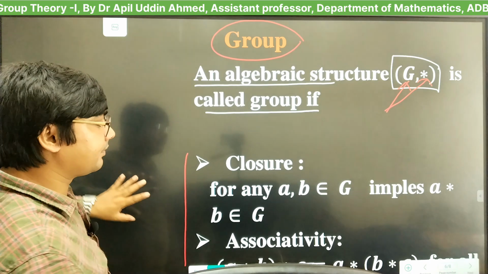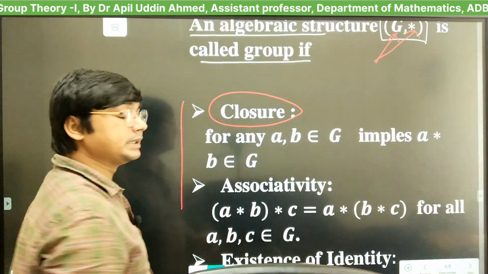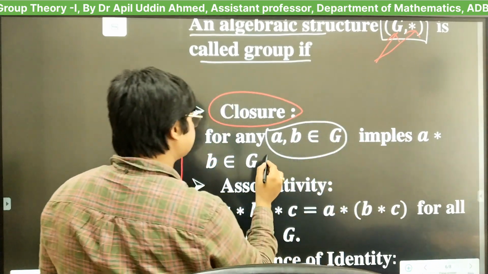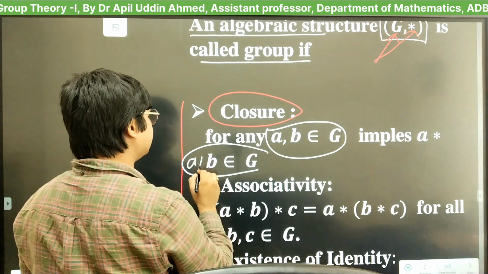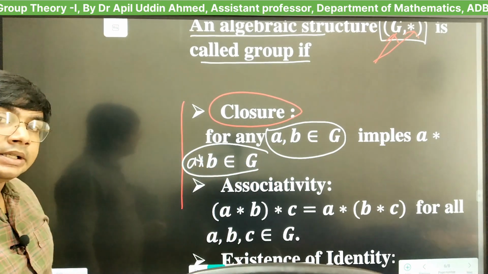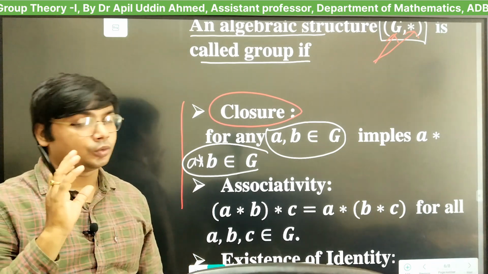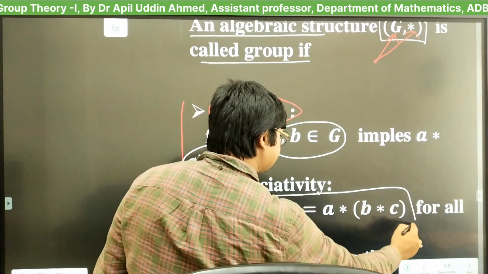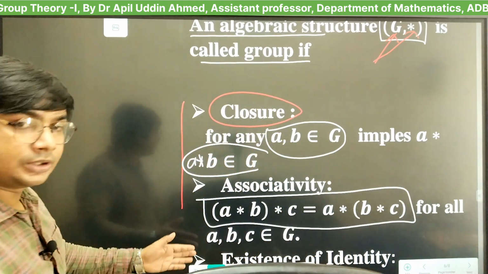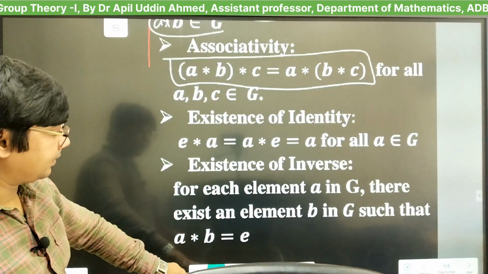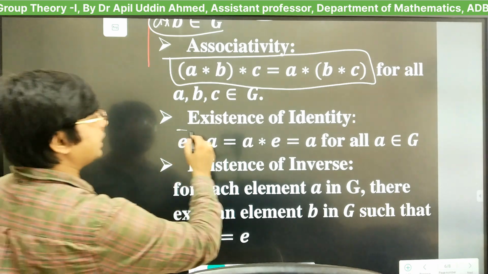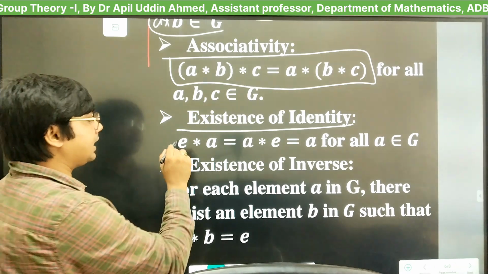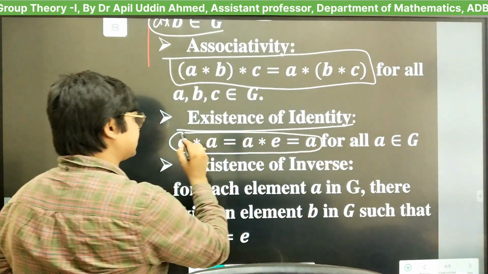There are four properties. The first property is the closure property. That means for any two elements A and B belonging to G, A star B belongs to G. Then we call G closed. The second property is the associative property, which we have already discussed. And the third property is the existence of identity, which we have also already discussed.